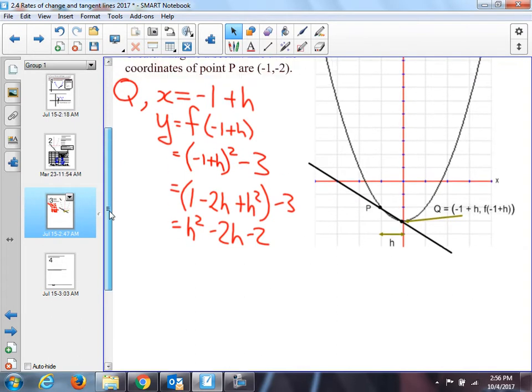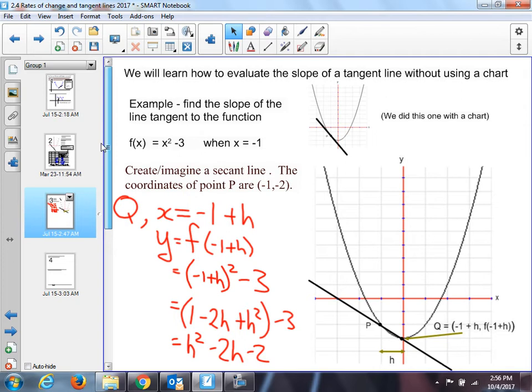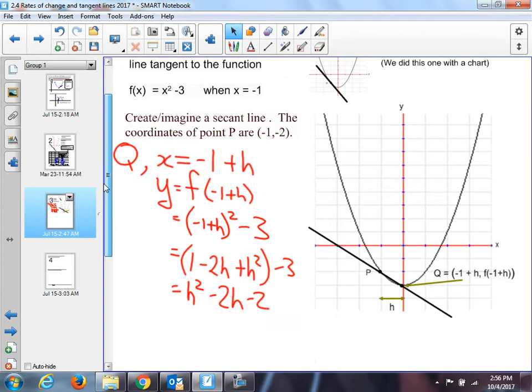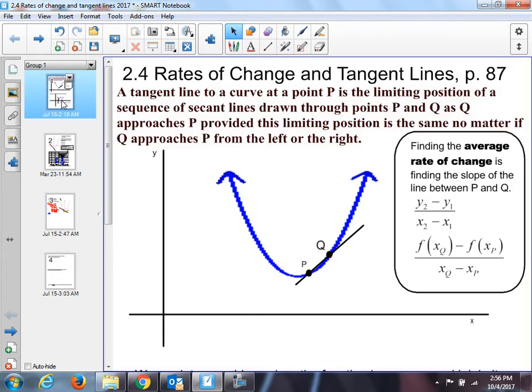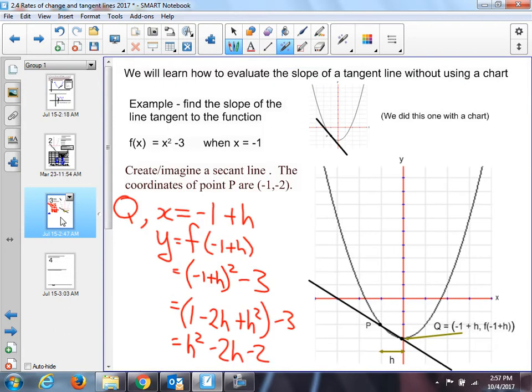So then what? Slope formula. Because, how do we evaluate the slope of a tangent line without a chart? Well, we still use the slope formula, so I'm going to write it out explicitly. Going back to here, this is the way you guys are used to seeing it, right? y minus y over x minus x. It's no different if we say the function value at q and p, right? I'll do it with y minus y.